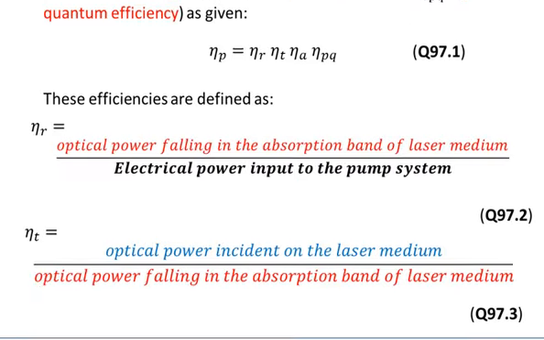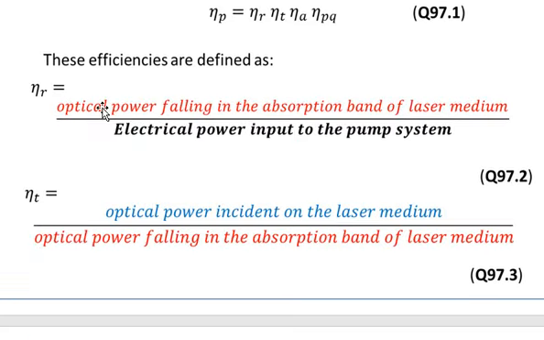These efficiencies are defined as given. Eta R, the radiative efficiency, is by definition the optical power falling in the absorption band of the laser medium divided by the electrical power input to the pump system. Eta T, the transfer efficiency, is defined as the optical power incident on the laser medium divided by the optical power falling in the absorption band of the laser medium.